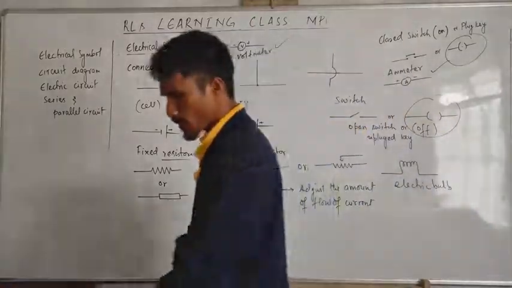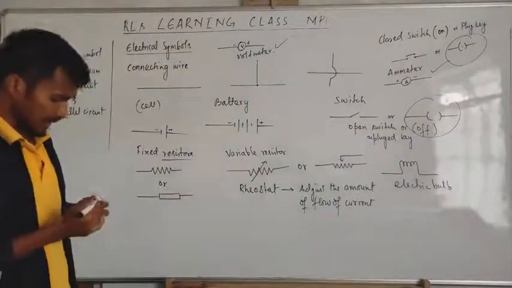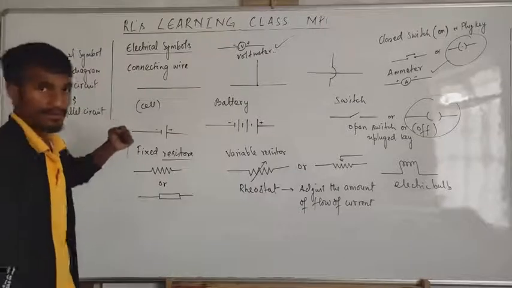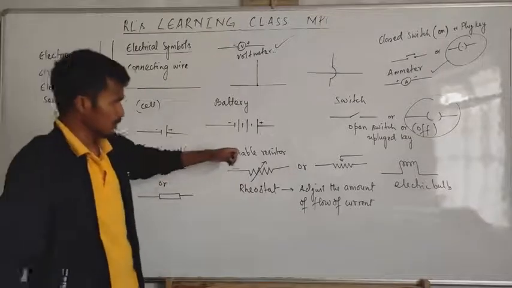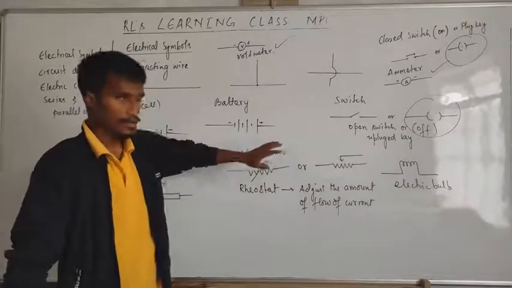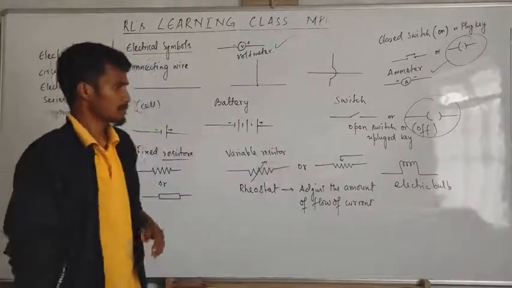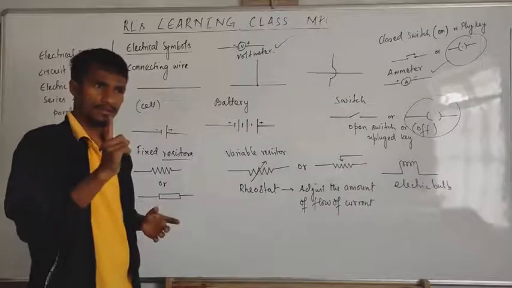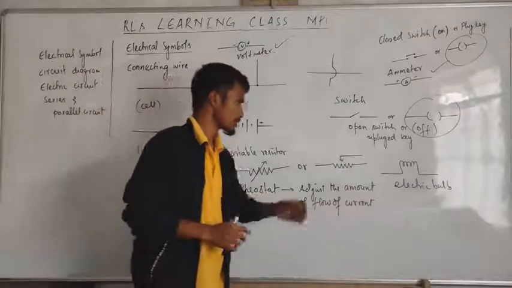Symbol for voltmeter, then symbol for ammeter, then the symbols for the key: this one is mostly used for a closed switch, and this one for an open switch. Then remember the resistance symbol: the rheostat is this one or this one, but mostly for rheostat I'll use this one. But only in one diagram we will need this one.